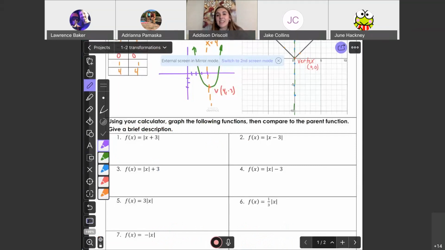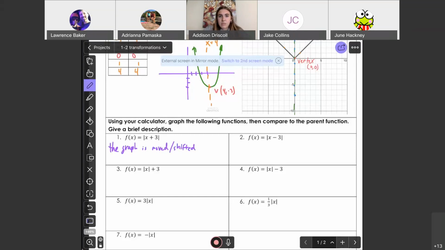There's a couple things you need to include as you're writing this description. It says give a brief description. There's a couple things you need to make sure you include in there. Usually we say something like the graph or the function moved or shifted. Shifted is really the better of the two words as far as vocabulary. But moved or shifted. And then, like Asen said, 3 units. And then to the left. Or just left.